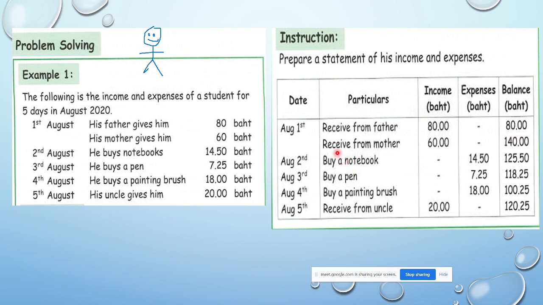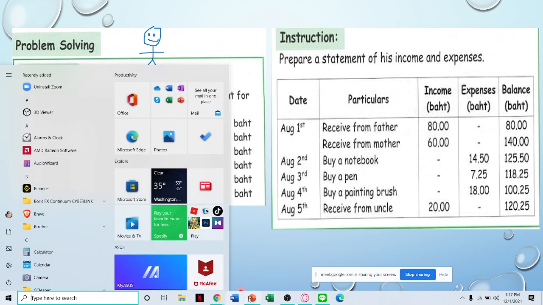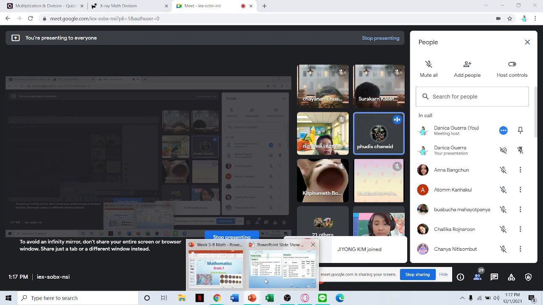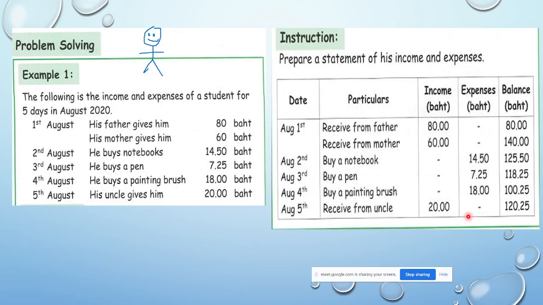Next is your mother gives you money too, 60 baht. That is also income. So from 80 baht, you will add your next income, which is 60 baht. So 80 plus 60 is how much? 140. Yes, so it's 140. All right. Now you have 140 baht.